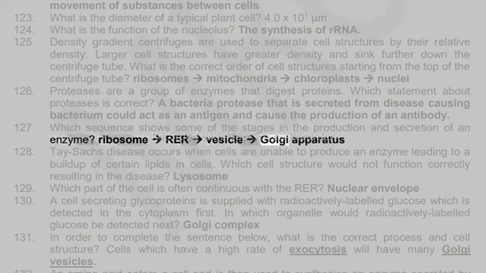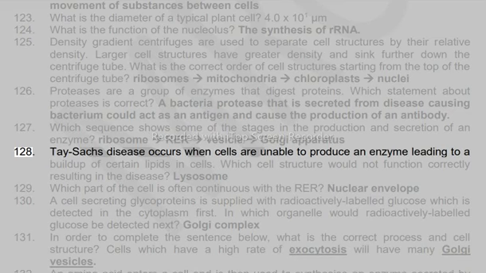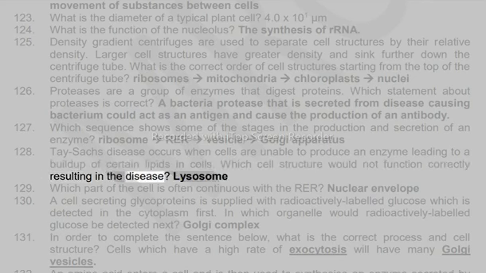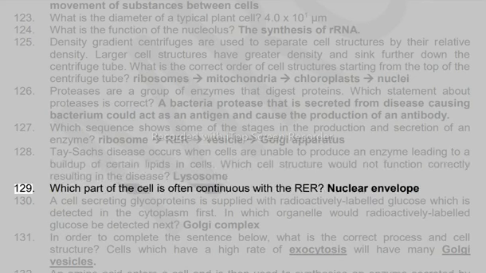127. Which sequence shows some of the stages in the production and secretion of an enzyme? Ribosome, RER, vesicle, Golgi apparatus. 128. Tay-Sachs disease occurs when cells are unable to produce an enzyme, leading to a buildup of certain lipids in cells. Which cell structure would not function correctly, resulting in the disease? Lysosome.